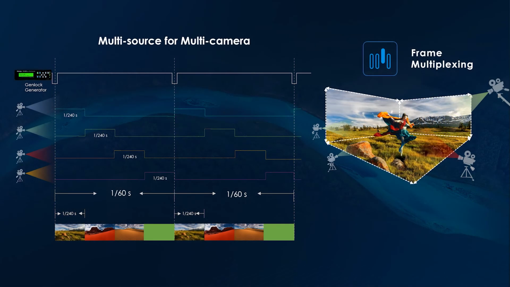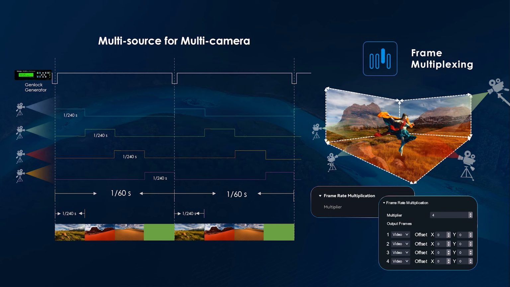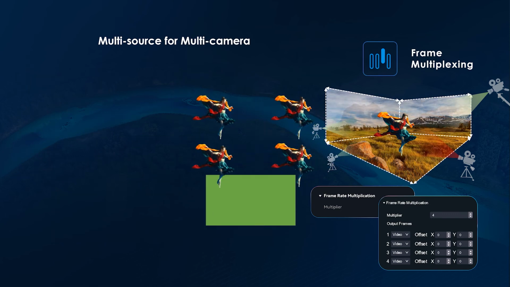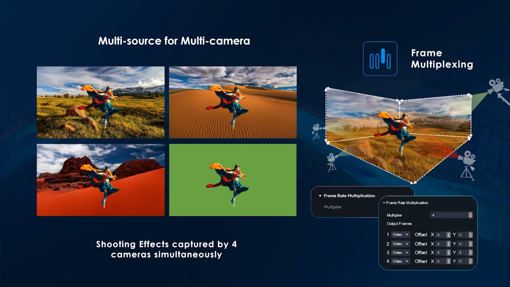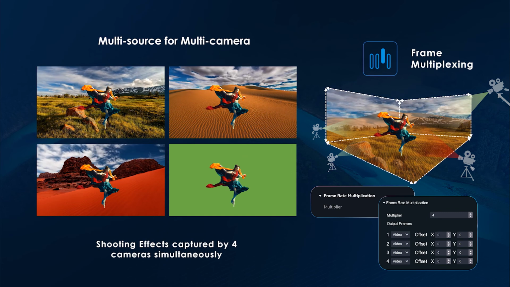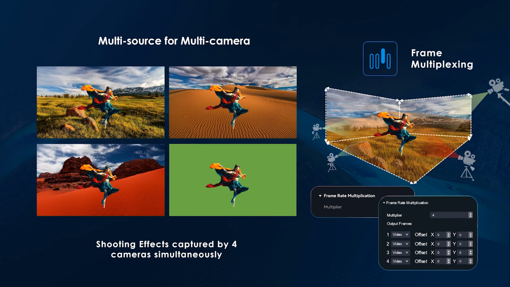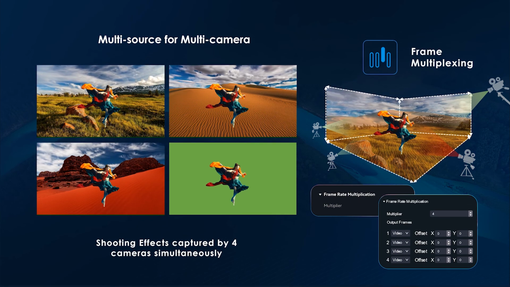In virtual production, and where there are multiple video feeds in the same time field that need to be reframed, VMP includes frame multiplexing. This allows the operator to reframe multiple video feeds in the same time field. And when VMP's frame multiplexing is combined with Genlock phase offset, the user can shoot just a single take, and yet still create multiple effects simultaneously.